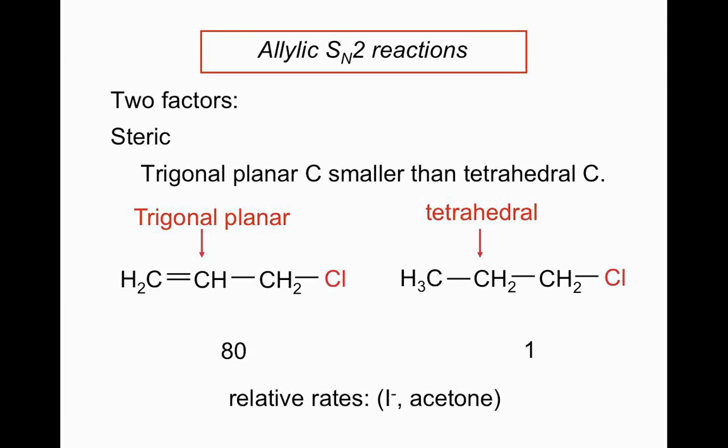Notice that the vinyl group coming off of an allylic carbon is trigonal planar, whereas the alkyl group coming off a primary carbon is tetrahedral. The trigonal planar shape of the vinyl group is smaller than the tetrahedral shape of the alkyl group. Thus, nucleophiles are better able to approach the alpha carbon when it's in an allylic position than when it is in a simple alkyl position.